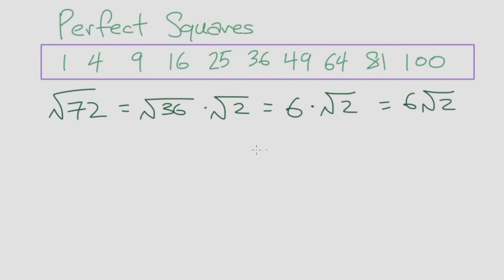Notice how that multiplication sign in between goes away, and that 6 is by itself in the front of the root 2. That's your fully simplified form because 2 cannot be factored anymore besides 1 times 2.